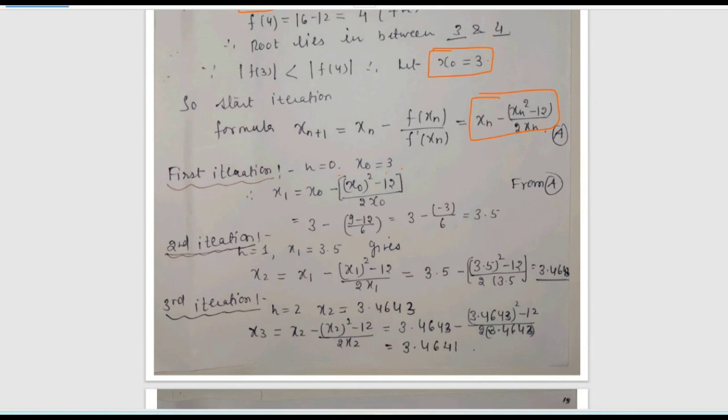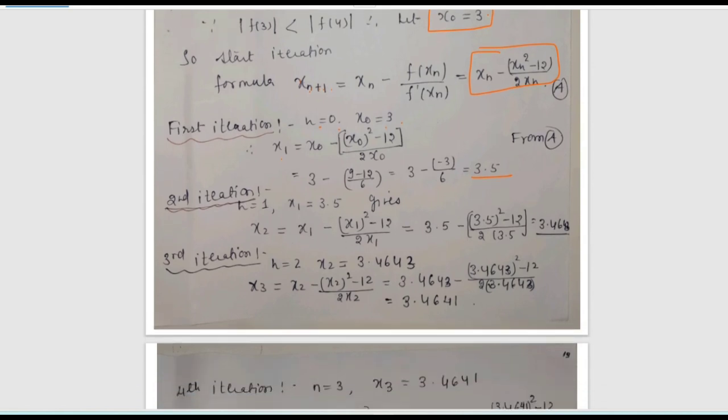Now finding x1 by putting n equals 0, so you will get x1 = x0 - (x0 squared - 12)/(2x0). Putting these values here, this is 9, this is 3 minus 12, 2 into 2 is 6. Just calculate, you'll get 3.5, which means it is sure that your root is in between 3 and 4. Now go for the second iteration.